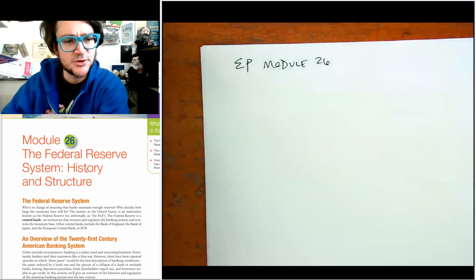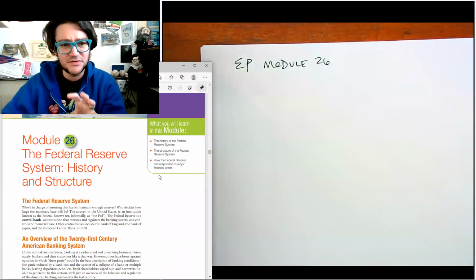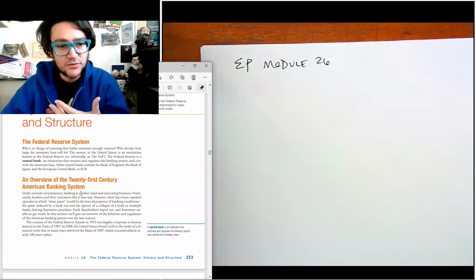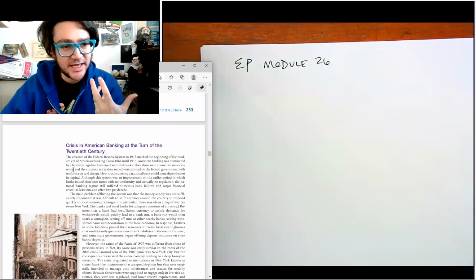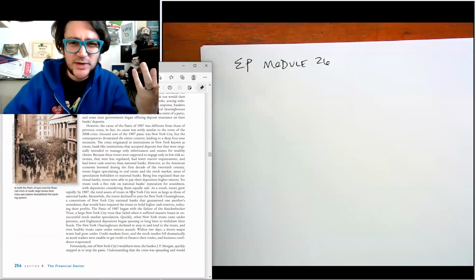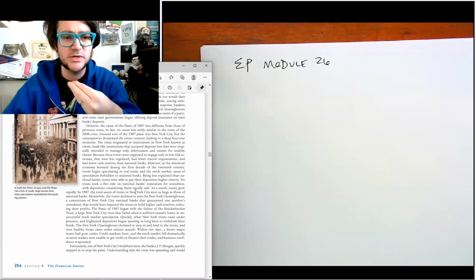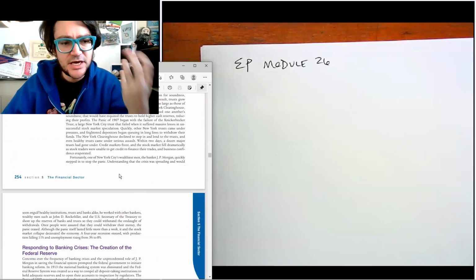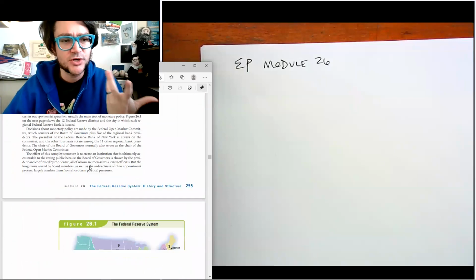It's all about the Federal Reserve. So the stuff that's about the history of the Fed, I'll just say, an overview of the banking system and all of that. It's interesting, especially the background of why do we have the Fed? Why do we have these regulations? The narrative is pretty cool, and the structure of the Fed.